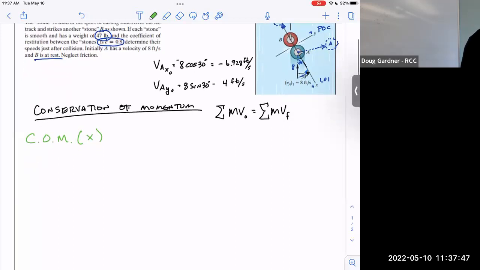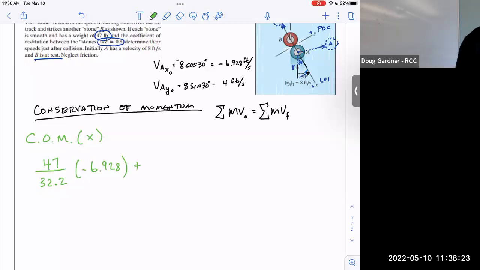But do you agree that 47 over 32.2, remember mass is not the same as force. So unfortunately, because this is in our system, I got to divide by the acceleration of gravity. 47 divided by the acceleration of gravity would become a mass. And I have that initial one in the X direction. We just said coming in at negative 6.928. So that's how much momentum A is coming in at, right?